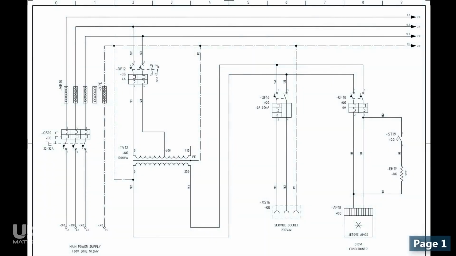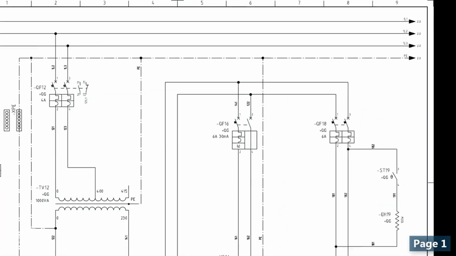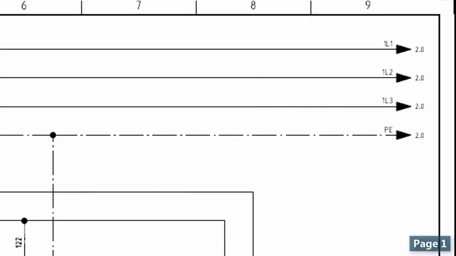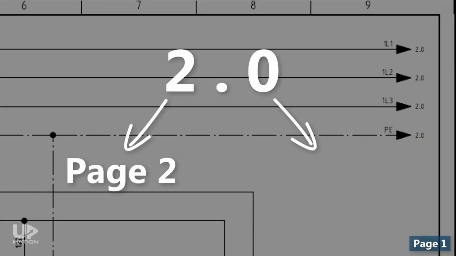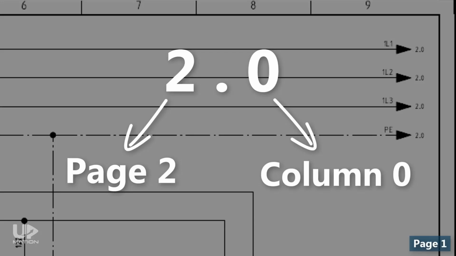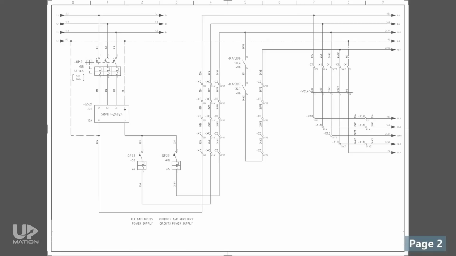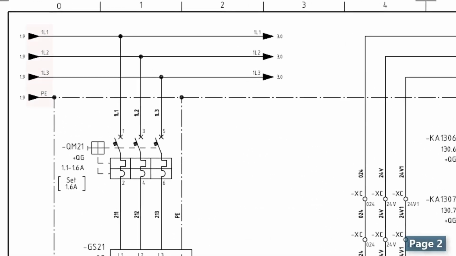For instance, the main three-phase power is shown with some arrows and numbers on top of the page. All of them have a 2.0 number just beside the arrow. By 2, it refers us to page 2, and by 0, it points out to the first column of page 2. And there you go, it's our power source on page 2.